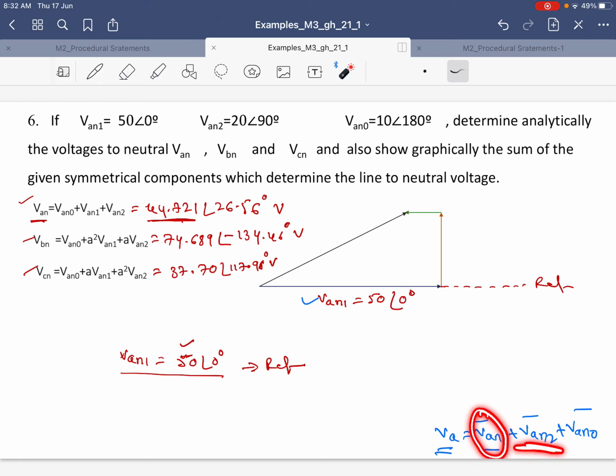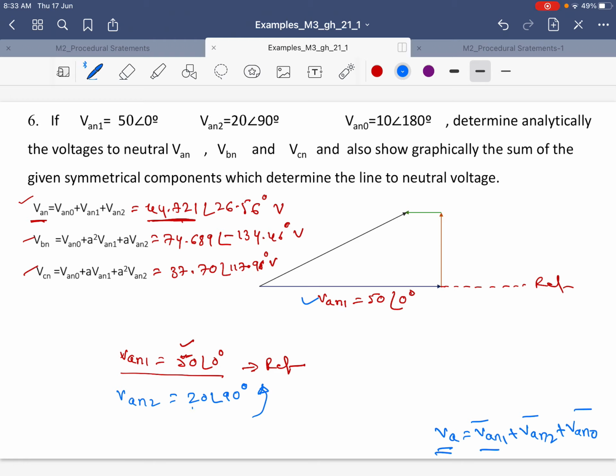then what I have to add? VAN2. Therefore, from here I have to add VAN2. What is the value of VAN2? The value of VAN2 is 20 an angle of 90 degree. That is, with respect to reference, it is making an angle of 90 degree. 90 degree is given means you have to take it anti-clockwise, that is a plus sign here.